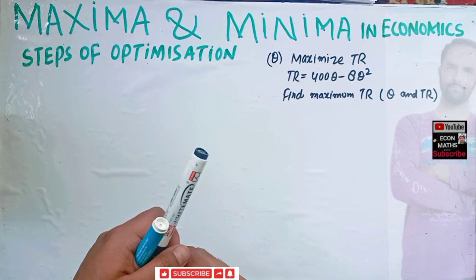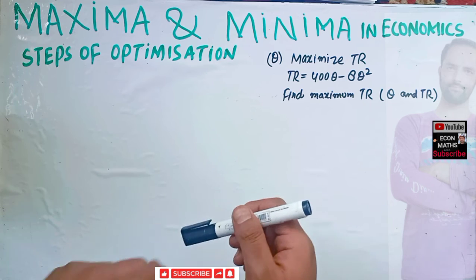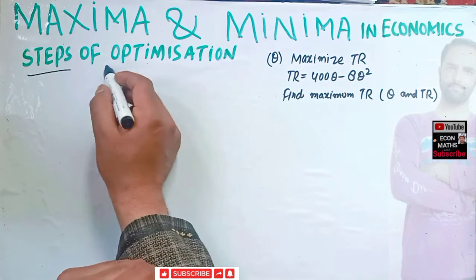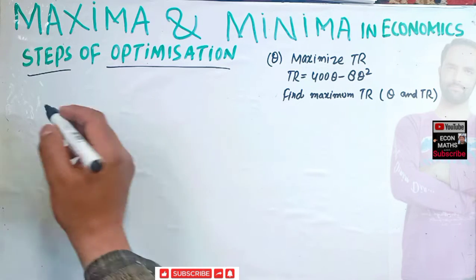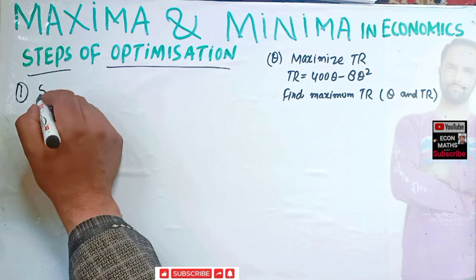Let's understand the concept of maxima and minima in economics. So we will see how to find the maxima or minima for a function. The steps of the optimization are very simple. What we need to do, first step is to set first derivative equal to 0.